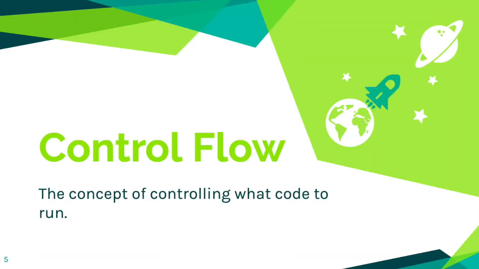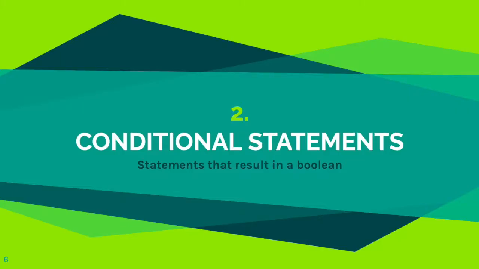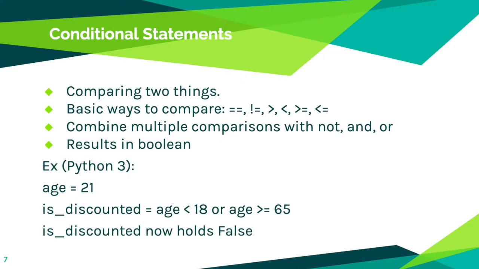So another concept that you need to know is control flow. Sometimes you want your code to run in different orders, or only during certain conditions. So while talking about control flow, you have to know about conditional statements. And conditional statements are statements that result in a Boolean. And if you don't know, a Boolean can hold 2 values. It's either true or false.